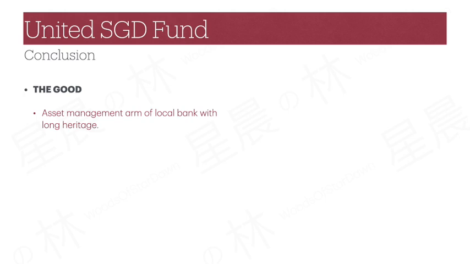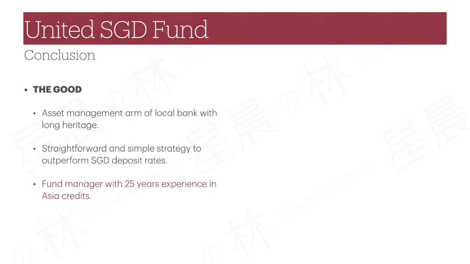UOBAM is the asset management arm of UOB, which is one of the three local banks in Singapore that comes with a long heritage. So it is a household brand for retail investors. The fund strategy is straightforward and simple, which is essentially a low-risk laddered bond portfolio to try to outperform Sing dollar deposit rates. Joyce, the fund manager, is well experienced with over 25 years in Asia credits markets. The fund since inception in 1998 has delivered a very decent outperformance versus the benchmark, through a relatively stable journey and with low drawdowns, especially during market crisis.